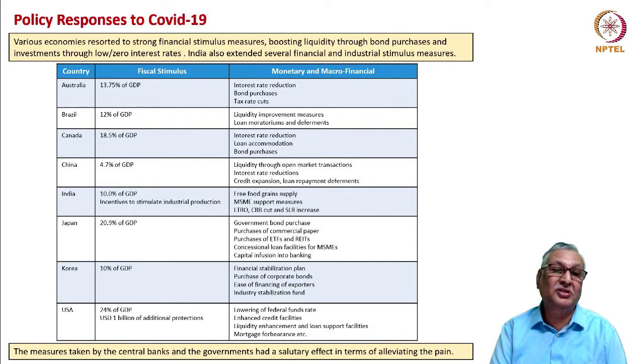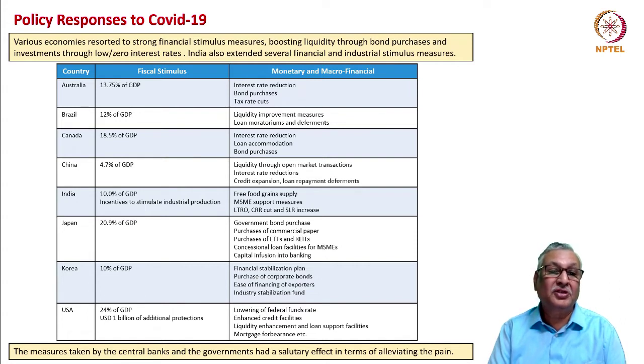In Brazil, the fiscal stimulus was of the order of 12% of GDP. Liquidity improvement measures, loan moratoriums and deferments were the key measures. In Canada, it was as high as 18.5% of GDP. Interest rate reduction, loan accommodation and bond purchases were the key drivers. In China, fiscal stimulus was lower at 4.7% of GDP because the overall economic and industrial strength was protected through the very strict zero-COVID policy adopted by China. Liquidity through open market transactions, interest rate reductions, credit expansion and loan repayment deferments took place in China.